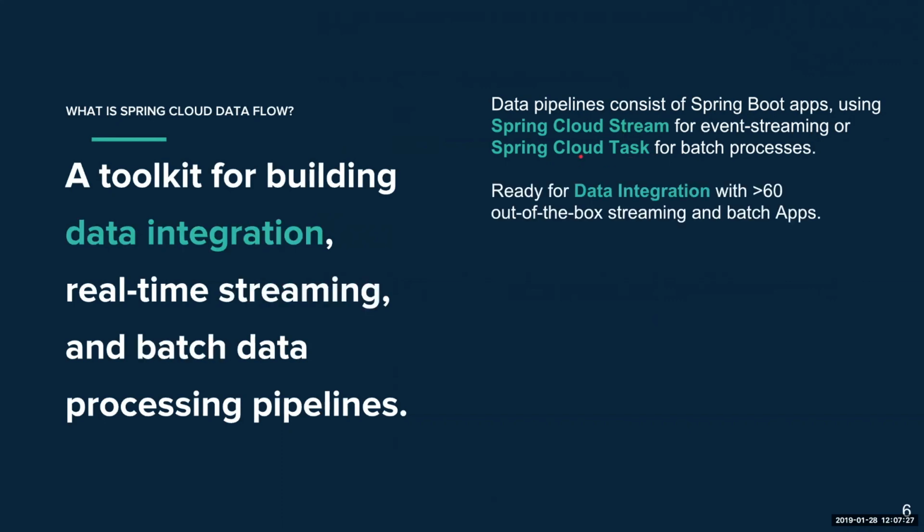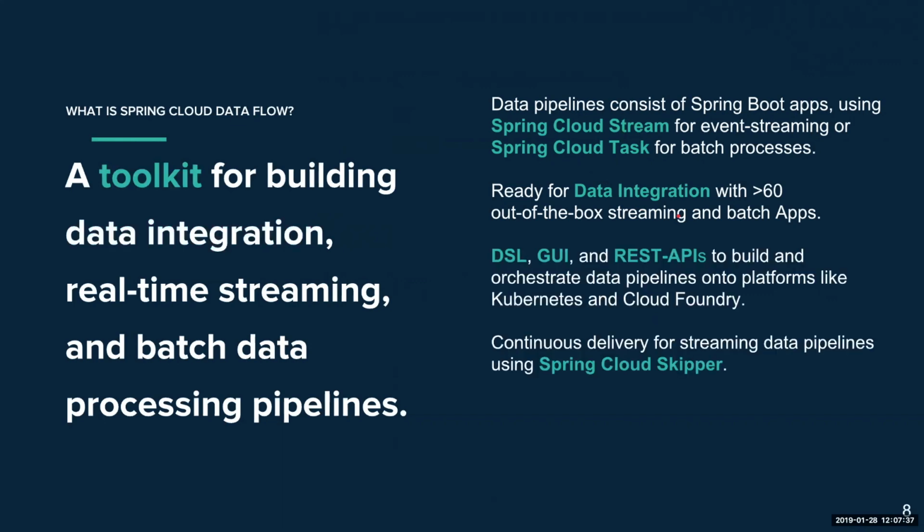And for batch processing, you can use Spring Cloud Task. Out of the box, with Spring Cloud Dataflow, we provide about 60 streaming and batch applications. And for continuous delivery of streaming data pipelines, we use Spring Cloud Skipper. And finally, for batch data pipelines, you can use something called a cron job scheduler. So Spring Cloud Scheduler does that. For those of you who are not familiar with Spring Cloud Dataflow, I gave a lot of names here: Spring Cloud Stream, Spring Cloud Task, Skipper and Scheduler. Once I show you the demo, you will have a fair understanding of what I mean by those. So with that, I'll jump into the demo.